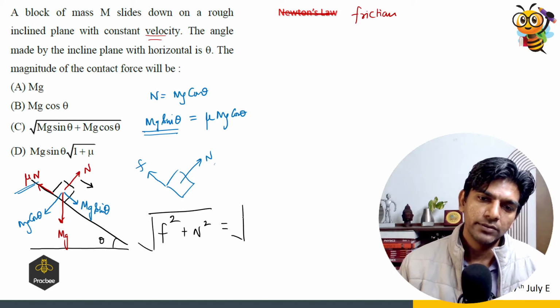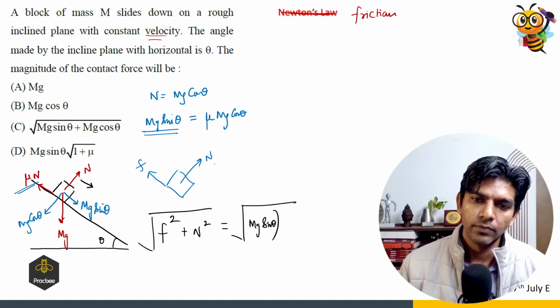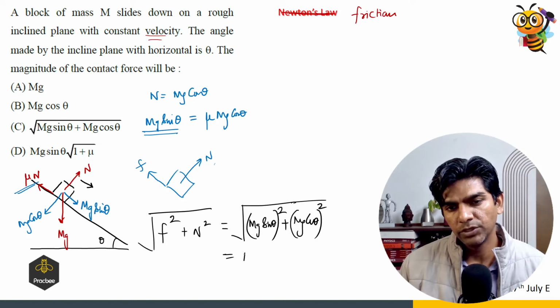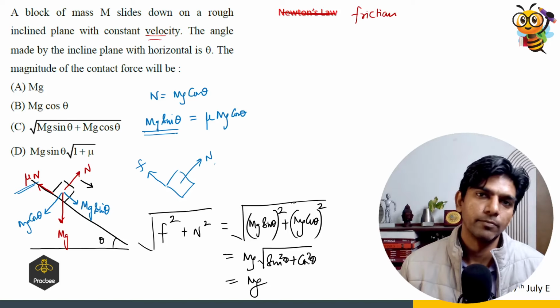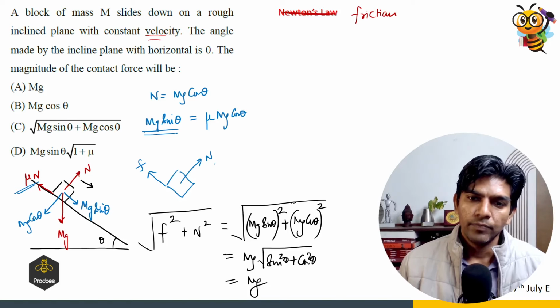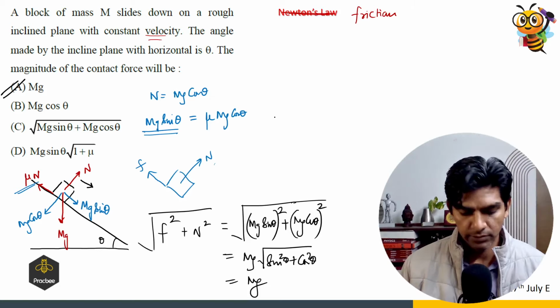F, the frictional force, is mg sine theta, and the normal reaction is mg cos theta. Now from this, mg will come out, so mg times root of sine square theta plus cos square theta. So this comes out to be mg. I hope this is clear. So option A is the right answer.